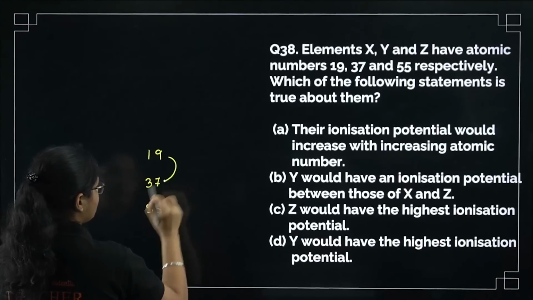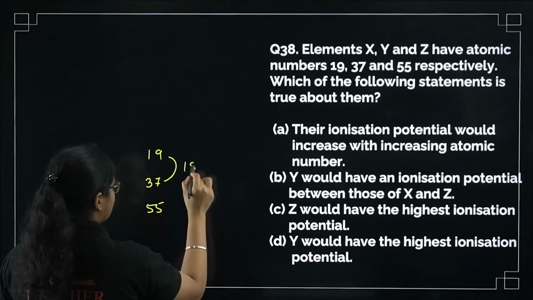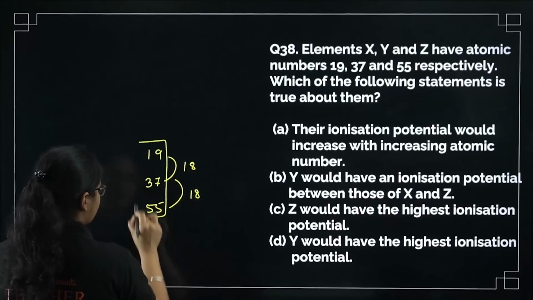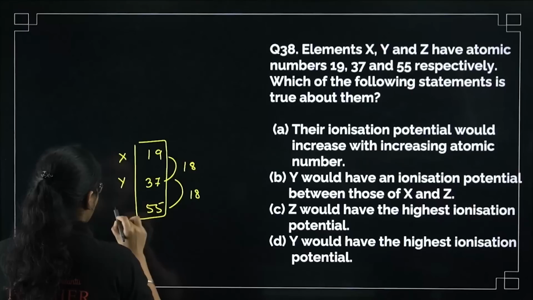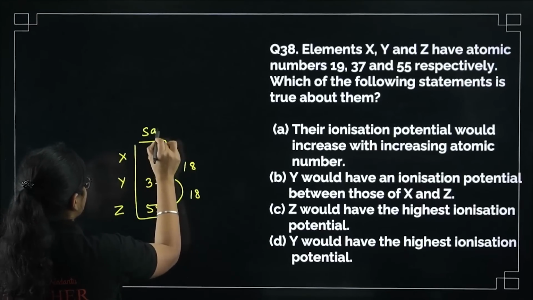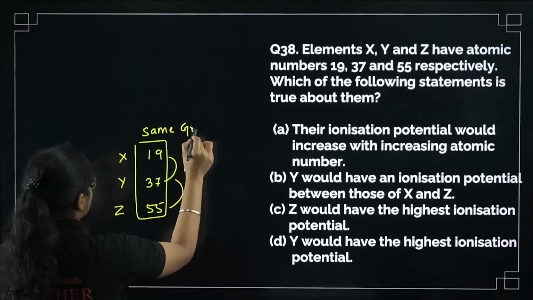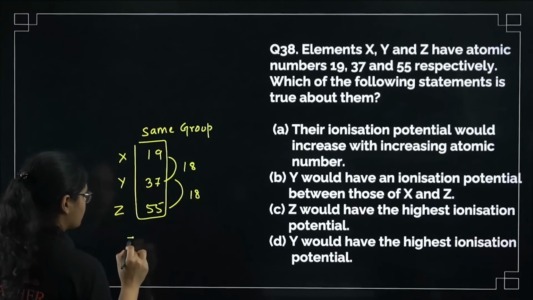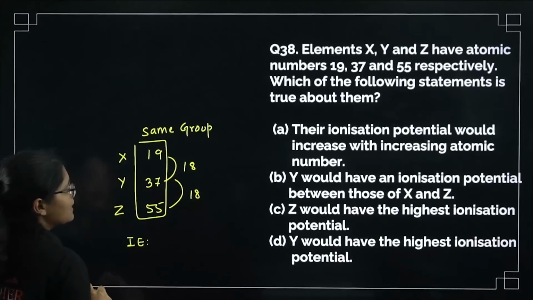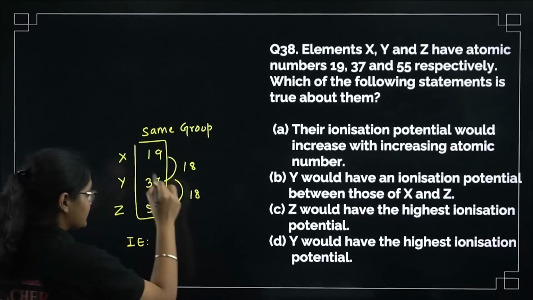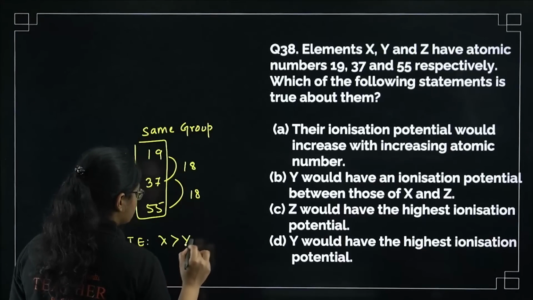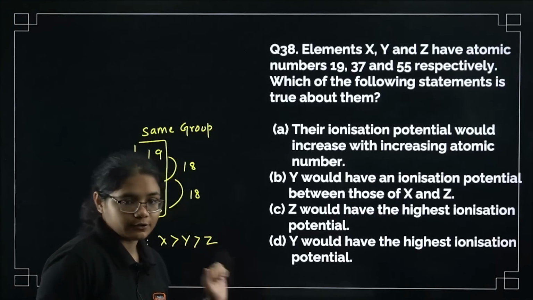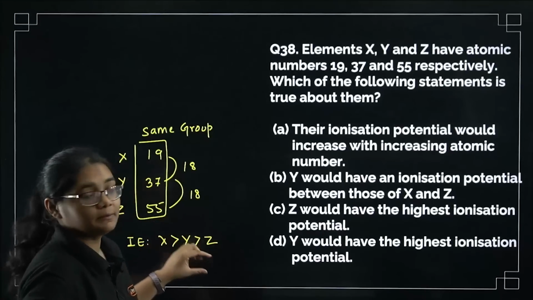Now if you see, the gap between 19 and 37 is 18, and here also the gap is 18, so that means these elements, that is your X, Y and Z, belong to the same group. So if they belong to the same group, then what about the ionization enthalpy? Ionization enthalpy will decrease down the group, meaning X will have the highest ionization enthalpy, then Y and then Z. It will decrease along the group. So Y's ionization enthalpy will be between X and Z.